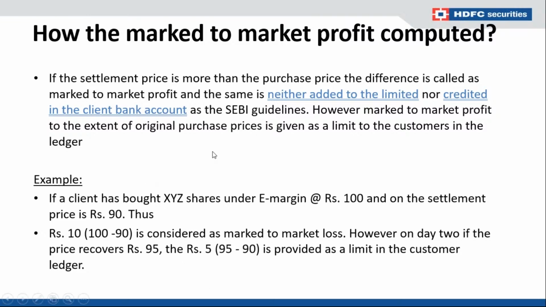So this is an example which is shown on the screen. If the client has bought XYZ share under the E margin at rupees 100, and the settlement price is 90, then the 10, that is 100 minus 90, is considered the mark to market loss. However, on day 2, if the price recovers to 95, then 5 rupees will again be provided as limit in the customer ledger. So this is how the mark to market margin is computed.